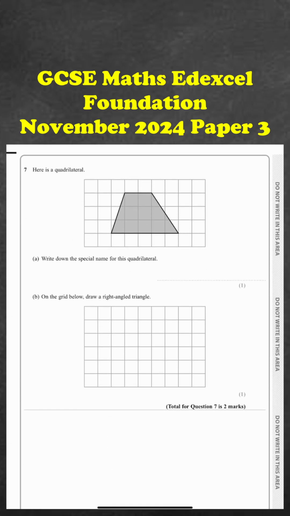Question 7. Here is a quadrilateral. Write down the special name for this quadrilateral. This is a trapezium. And part B, on the grid below, draw a right-angled triangle. Do this with a ruler in the exam, but I'm on an iPad, so I've not got a ruler, but I will just draw your standard right-angled triangle.